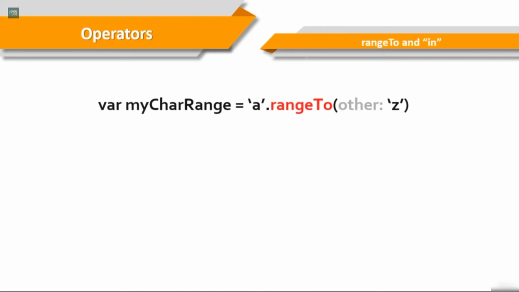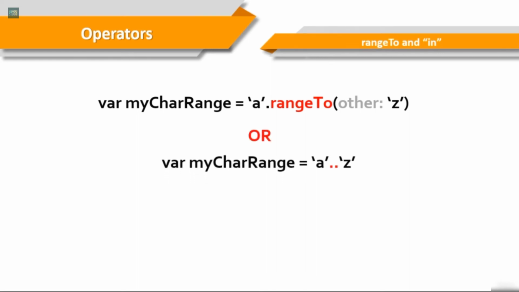So, as with most things, there's a couple of different ways that we can use the range to method. In the first case, after defining the variable, we must write the initial value of the range that we're going to define. Makes sense? Then we have to use the range to method. And then finally, we must write the ending value of the range that we are defining in parentheses.